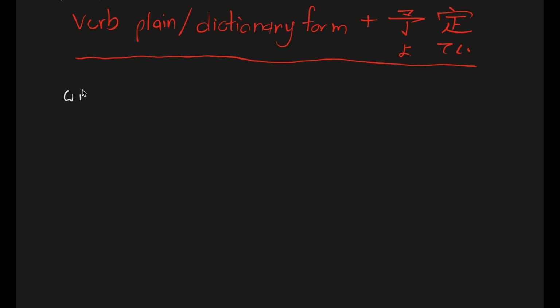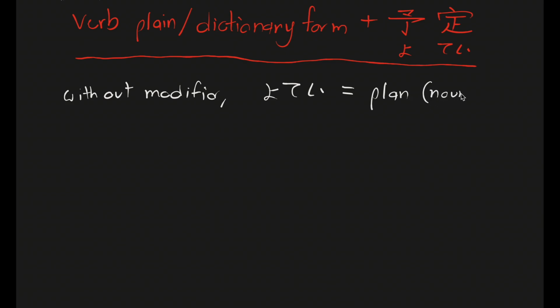So without a modifier, yote, that's a terrible te. Yote is the noun for plan. As a noun, yote is a noun with no modifier, when it has no modifier. So let's do a sentence example. So I don't have plans today.